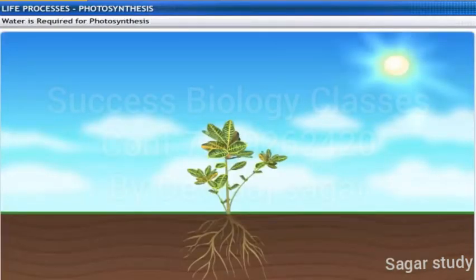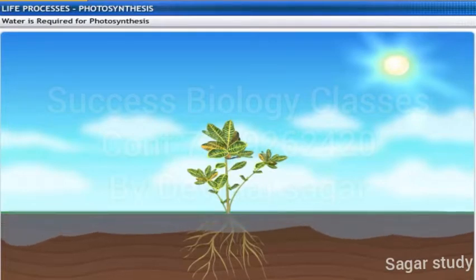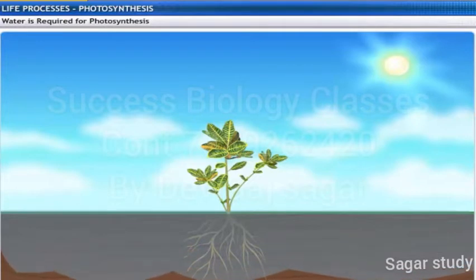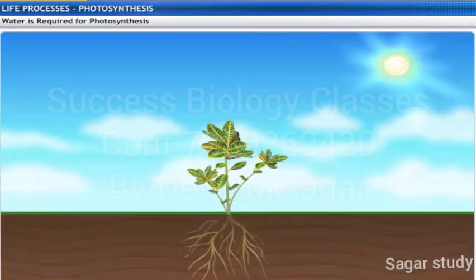Water is another important raw material required for photosynthesis. Terrestrial plants take up water from the soil through their roots. Carbohydrate formation is not possible without the presence of water. Apart from water, plants also absorb nutrients like nitrogen, phosphorus, iron, and magnesium from the soil.